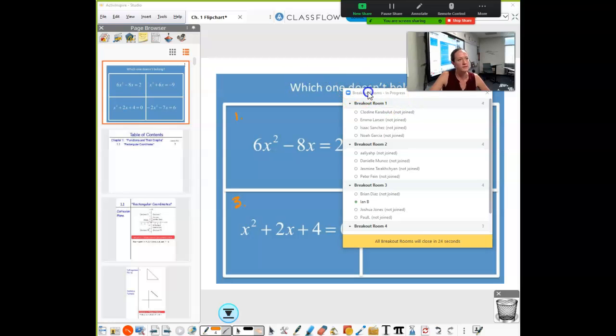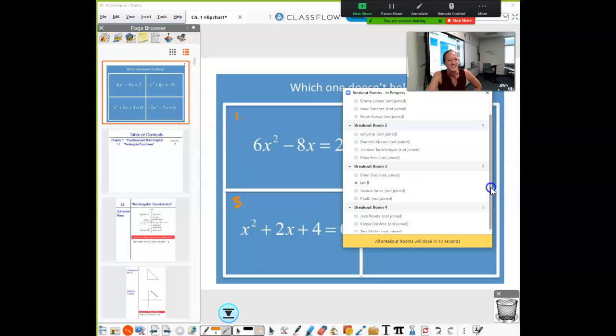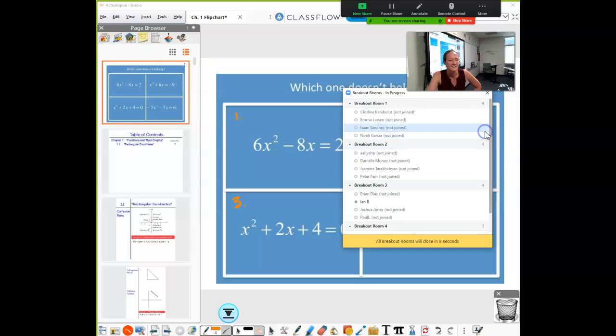Ooh, this won't let me move it. That's awkward. There we go. There are too many things. Oh, the breakout rooms. Oh, Ian's still in his breakout room. Come on, Ian, come back. Who else is still in there? Just Ian. Well, I guess he's staying for the whole time. There we go. Now we got it.